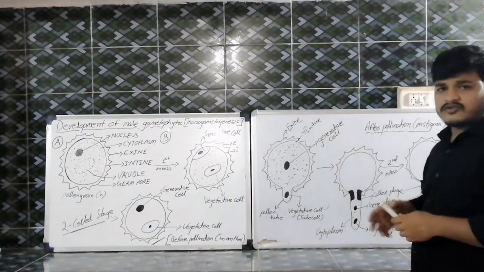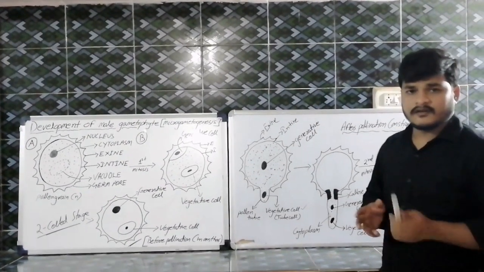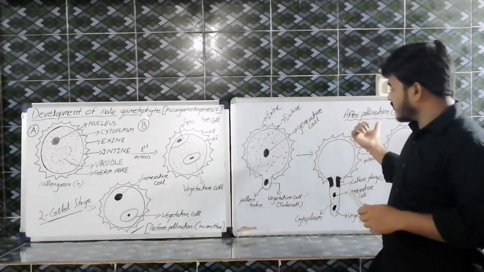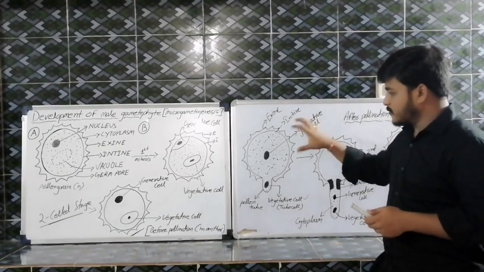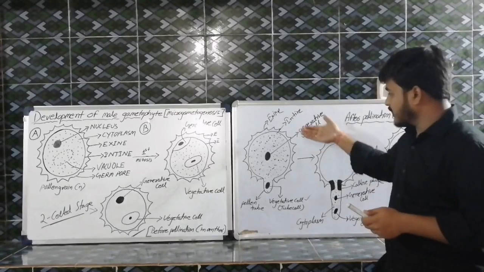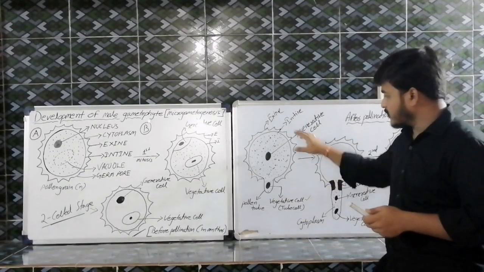So this total structure consists of two parts. One is your exine, another one is your intine. In this after pollination stage, that means pollination has already taken place, and after pollination it gives rise to the rupture of your exine layer.